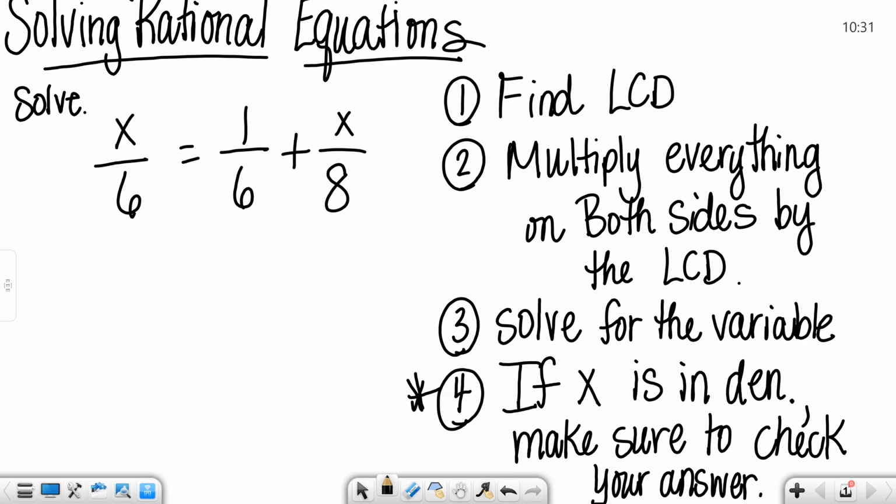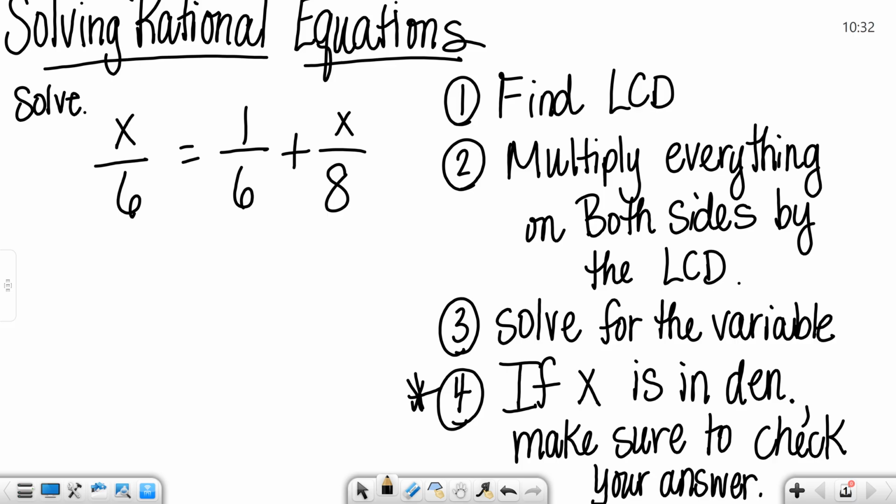Here's why. If x is in the denominator, there is a rule that says you can never have 0 in the denominator. So if you got an x value that made 0 in the denominator, it doesn't work. So we'll get to that. I'll point it out to you when we get there. All right, let's do this problem. We'll walk through these steps.